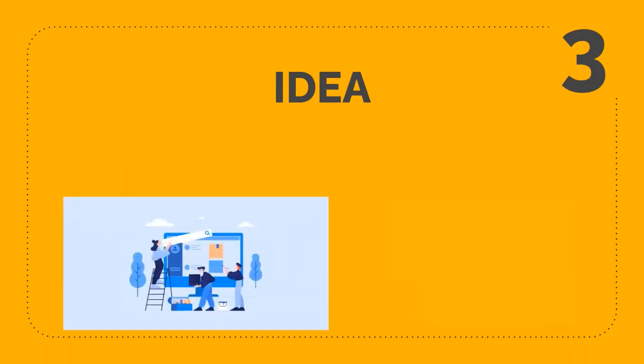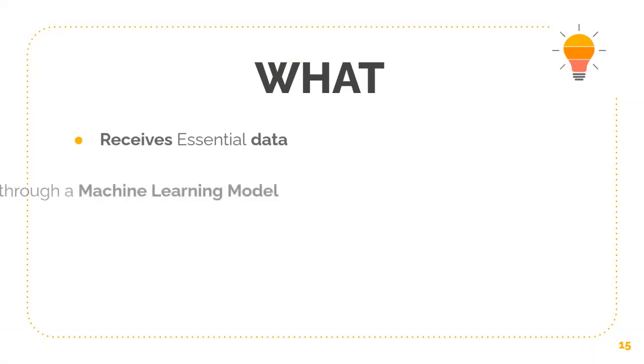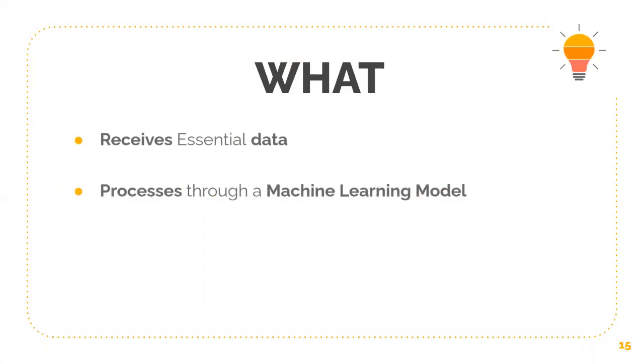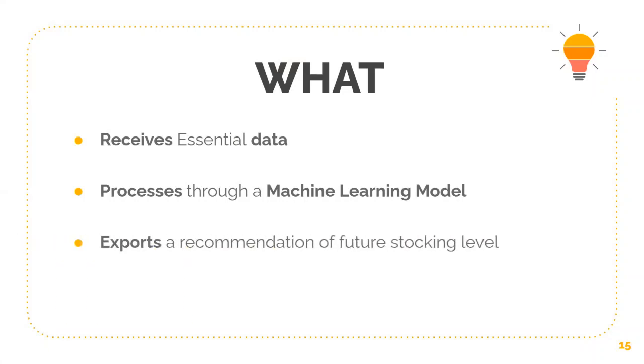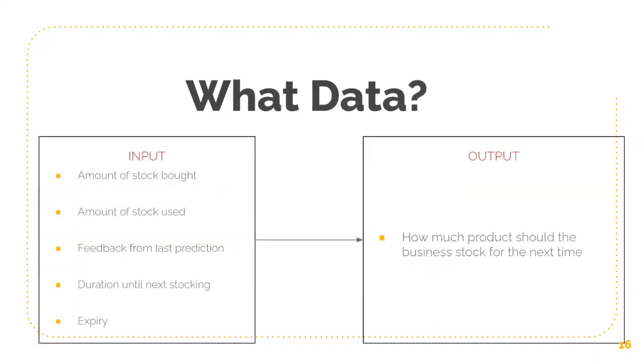so we can maximize the profit. Our idea is going to be implemented as a web application. So what would that web application actually do? First of all, it's going to receive essential data from the business, which I'm going to talk about later. Then it processes the data through a machine learning model. Then it will export a recommendation of how much of a product they should stock in the future, so they would have less wasteful resources.